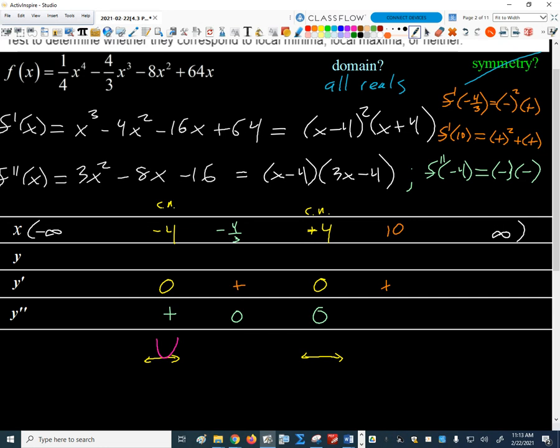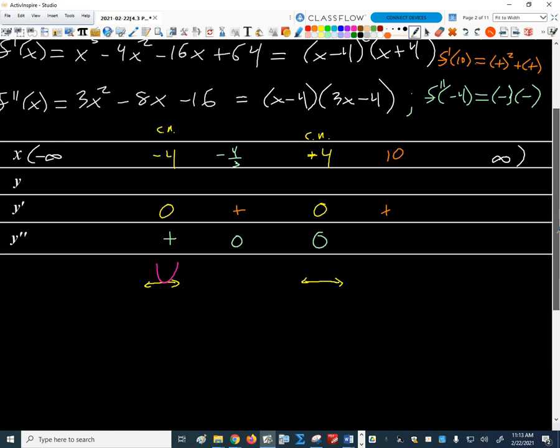What do we call those things? If we have a place where we have, what are the possibilities here? Let's think of this a little differently. A critical number of the first derivative could be a maximum or a minimum, or it might not. It might be a false alarm, right?